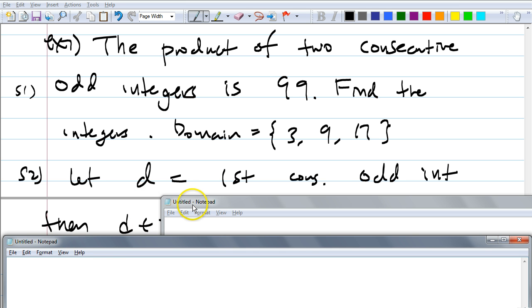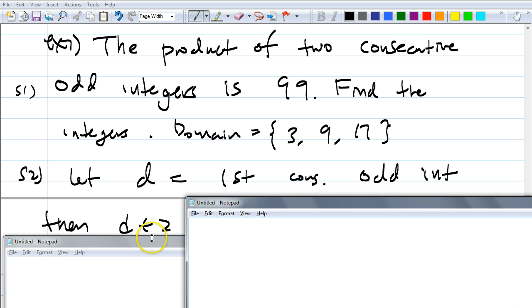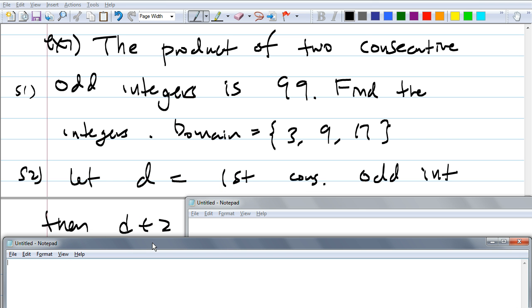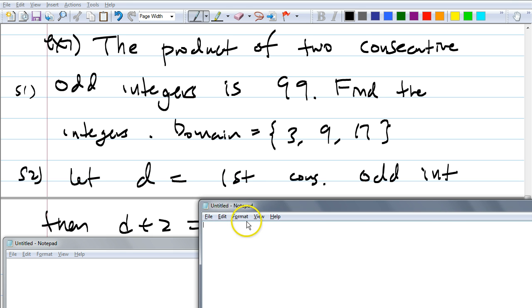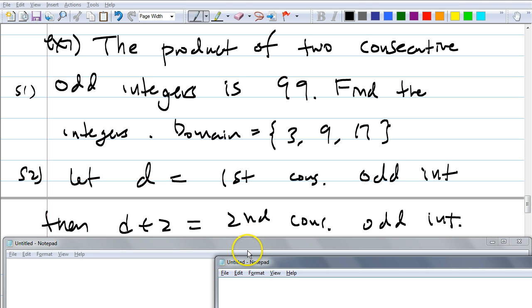Should I do d plus 1? No, what would d plus 1 give you? Just the consecutive integers, not the odd ones, right? So Kevin, what do I write? Let d plus 2 equal to? The second consecutive odd integer. You got it. Okay. Does that make sense?